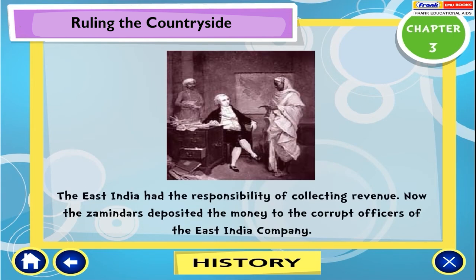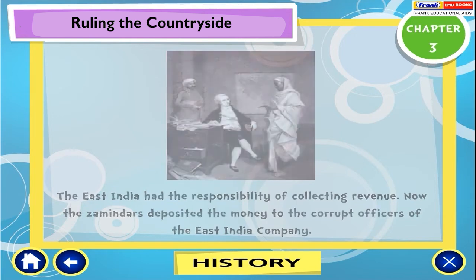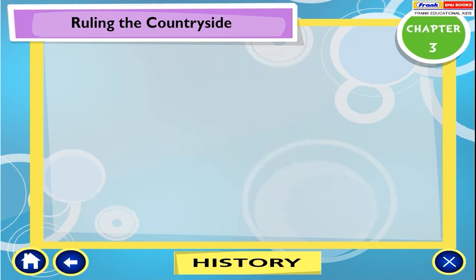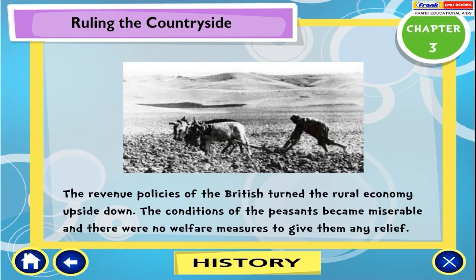The East India Company had the responsibility of collecting revenue. Now, the zamindars deposited the money with the corrupt officers of the East India Company. Later, three kinds of land revenue were introduced by the British in India: the Permanent Settlement, the Mahalwari Settlement, and the Ryotwari system. The revenue policies of the British turned the rural economy upside down. The conditions of the peasants became miserable, and there were no welfare measures to give them any relief.